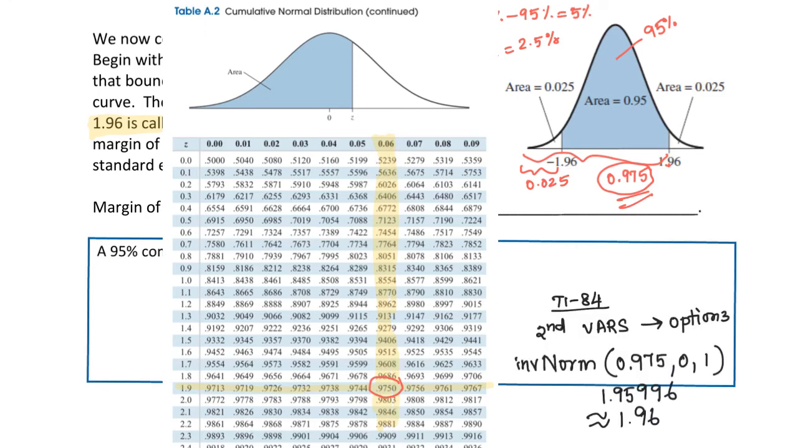If you are using the calculator to find the critical value, in the calculator first press second, then vars, option 3, that is invNorm, then enter 0.975, that is the area on the left side of the z-score, and 0, 1, mu and sigma, and you will get the answer. Round that to 2 decimal places.